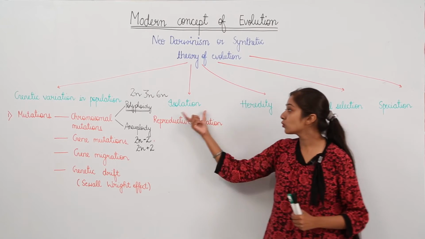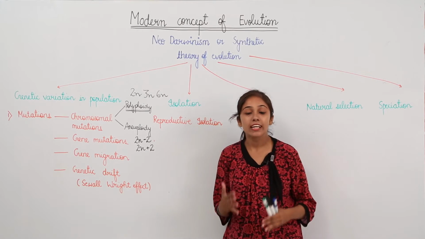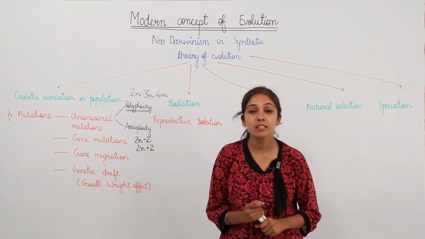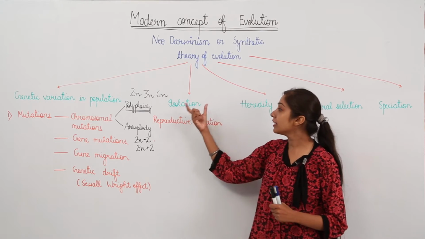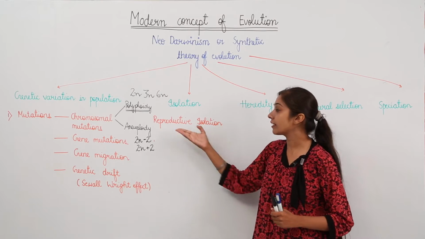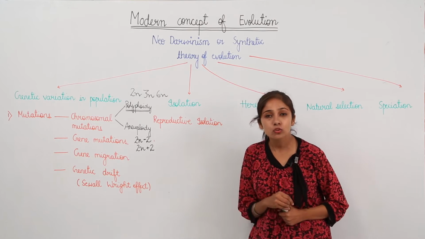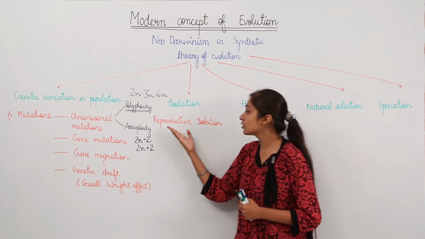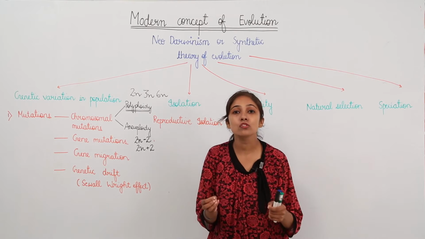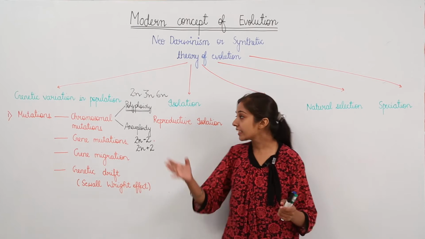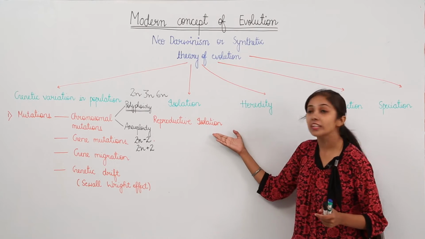Next we have isolation. What is isolation? Isolation is the prevention of mating between two interbreeding groups. So here we have one important phenomenon, that is reproductive isolation. So when there is isolation, that means when there is no mating between the populations of two different species, that is known as reproductive isolation, right.